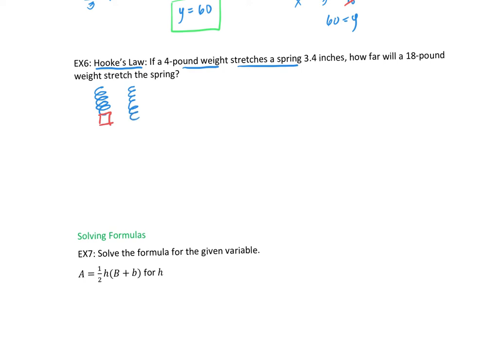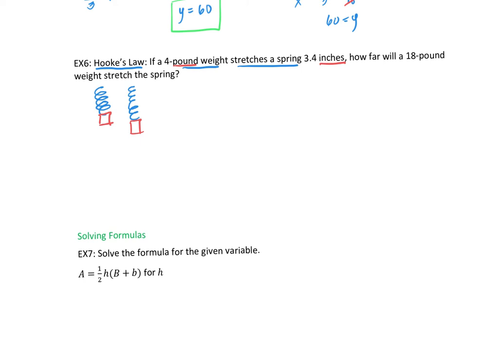That's a sad looking spring, depending on the weight that you attach to it. So you're comparing the weight in pounds in this particular case with how a spring stretches in inches. So we're comparing pounds to inches. And we're told that if a 4-pound weight stretches a spring 3.4 inches, how far will an 18-pound weight stretch the spring?